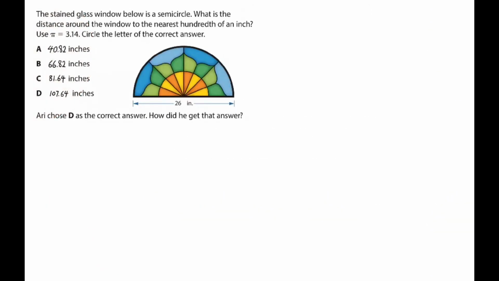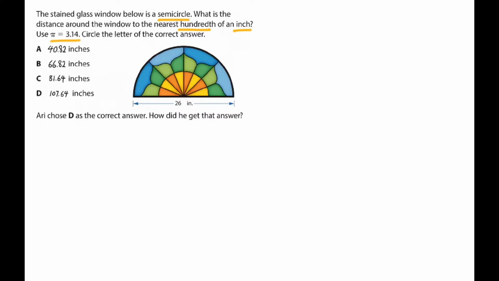The stained glass window below is a semicircle. What is the distance around the window to the nearest hundredth of an inch? Use pi equals 3.14. Circle the letter of the correct answer.